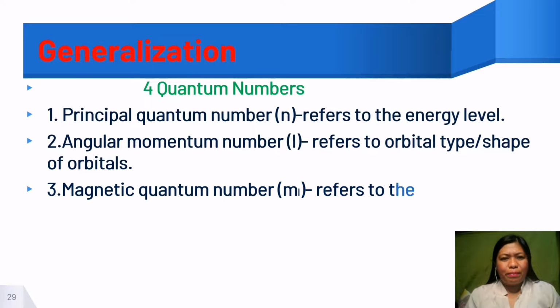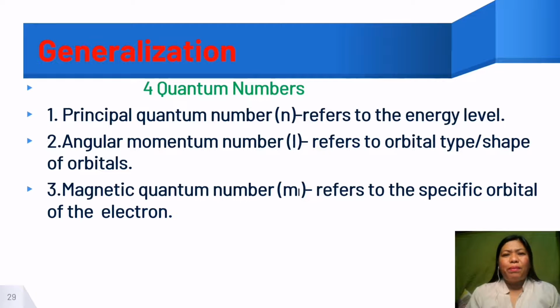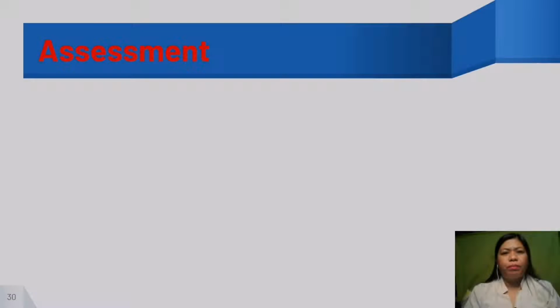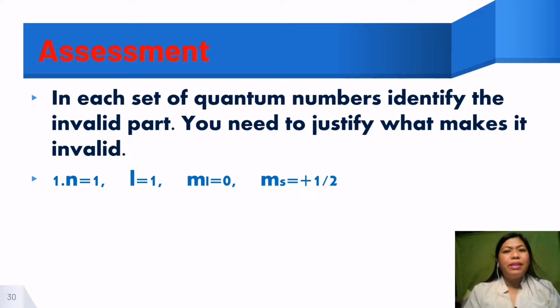3. Magnetic quantum number or the M sub L refers to the specific orbital of the electron. And last, we have the spin quantum number or the M sub S. It refers to the spin or rotation of the electron. In each set of quantum numbers, you are going to identify the invalid part. Okay, class, you need to justify what makes it invalid.